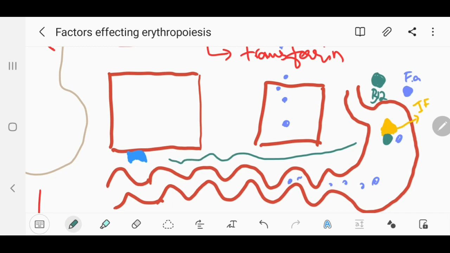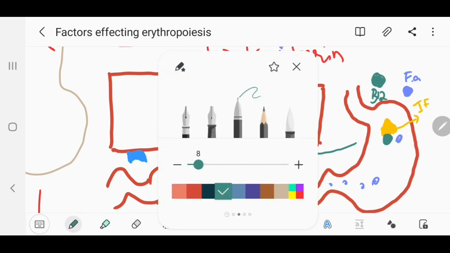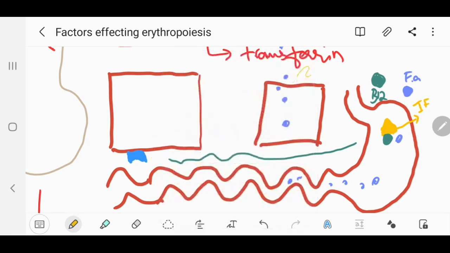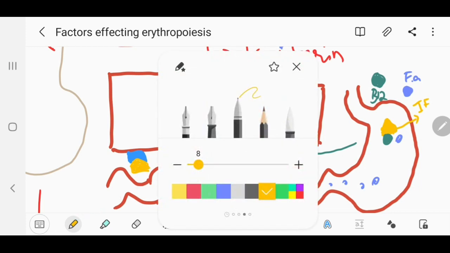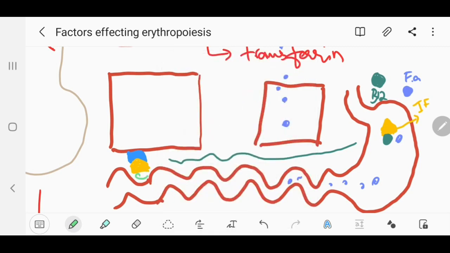So this structure, that is the intrinsic factor, along with the B12, will move through the intestine and will reach the ileum. At the level of the ileum, the ileal cells have a receptor present at their luminal end to which the intrinsic factor gets attached.